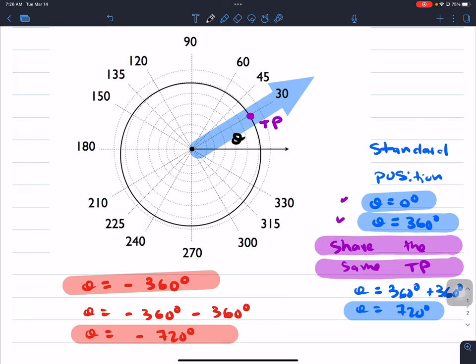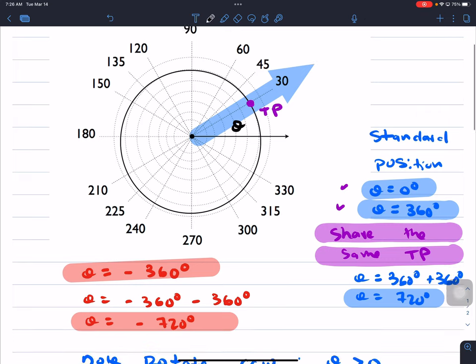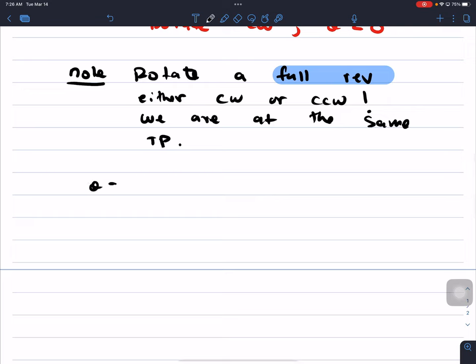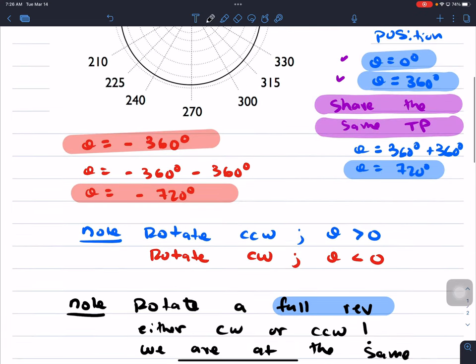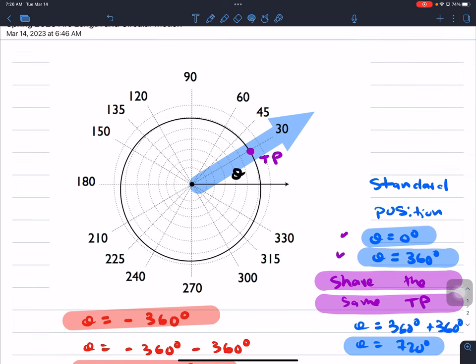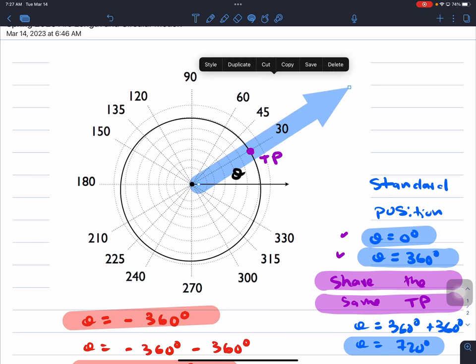Now, what if I start at 30 degrees? So I'm going to say here, theta equals what? 30 degrees. And I'm going to rotate a full revolution, a full rev, okay? One full revolution. That's what I want to rotate. Here we go. Here's where we start, and I'm going to rotate again. How? That is counterclockwise, one full rev. You guys with me on that?